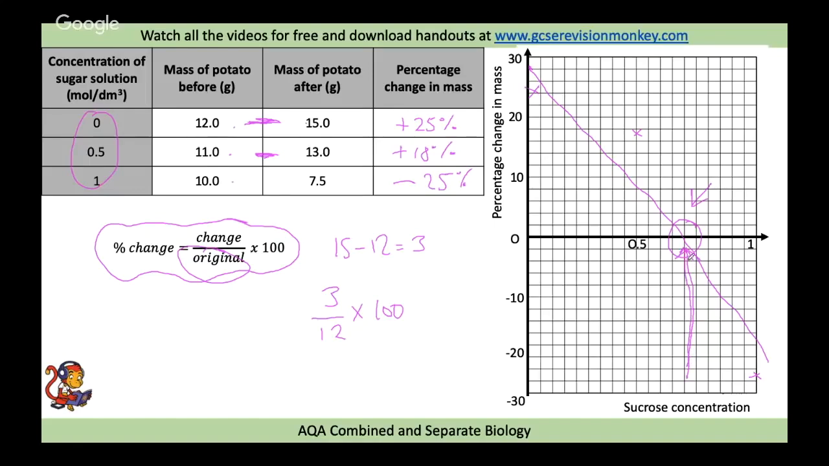This would be the concentration of sugar solution inside the potato. Because at this point, there's no mass change. So this is the concentration of sugar solution inside the potato.